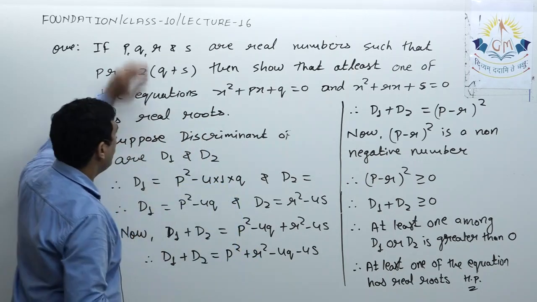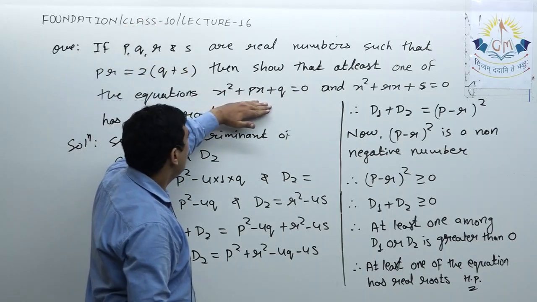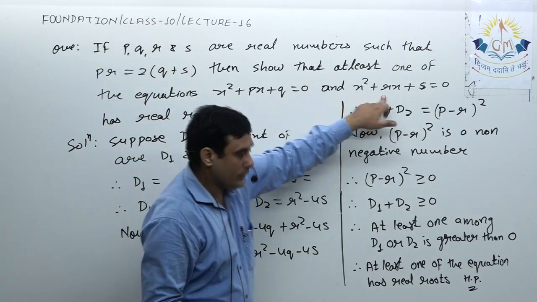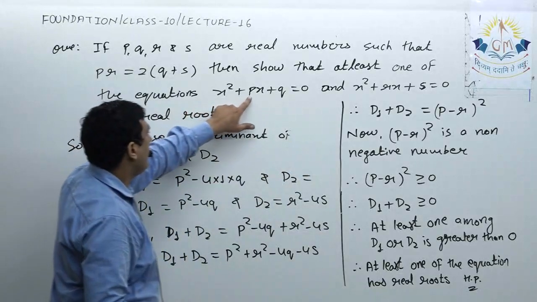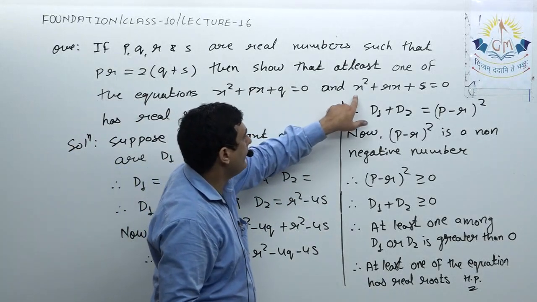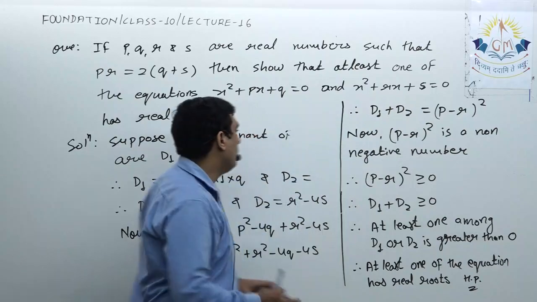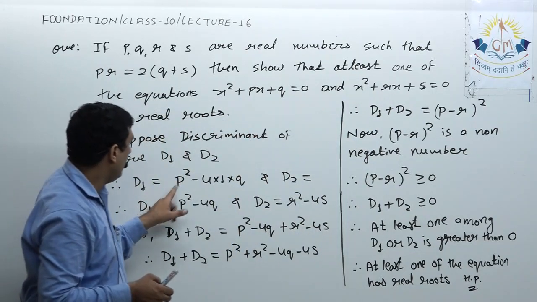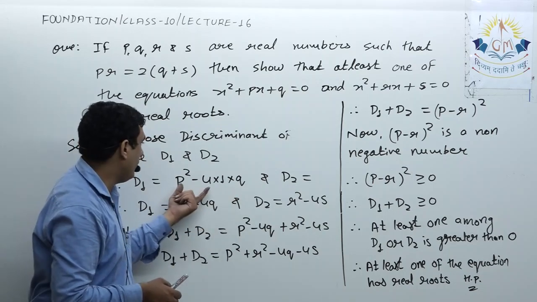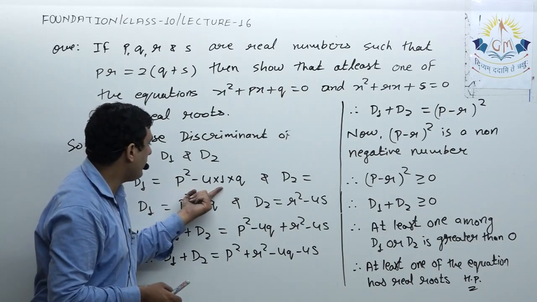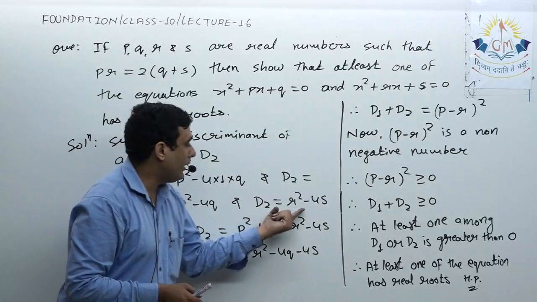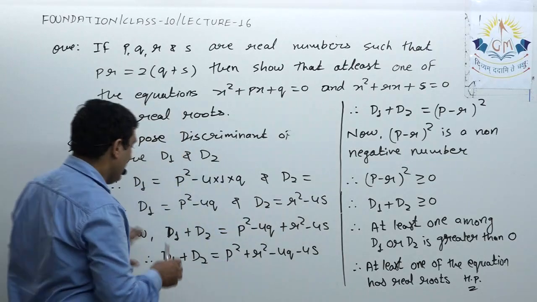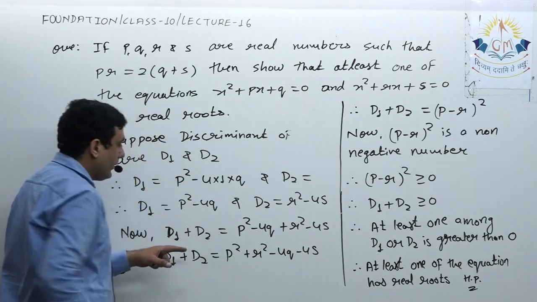So first of all, I obtained the discriminant of the given equations, x square plus px plus q equal to 0 and x square plus rx plus s equal to 0. From these two I got the values of d1 and d2, simply b square minus 4ac. So here I got p square minus 4q, and here I got r square minus 4s. Then I added these two, d1 plus d2.